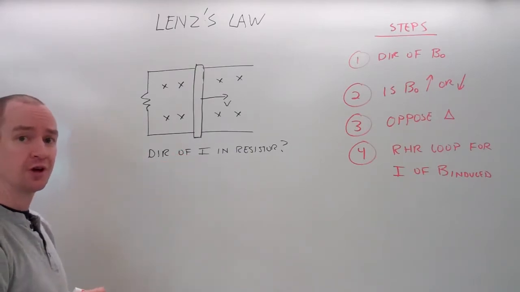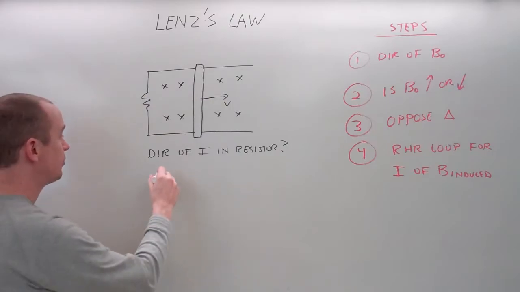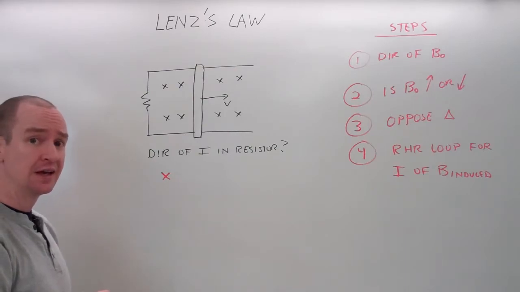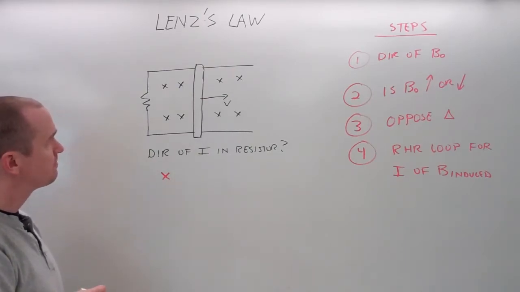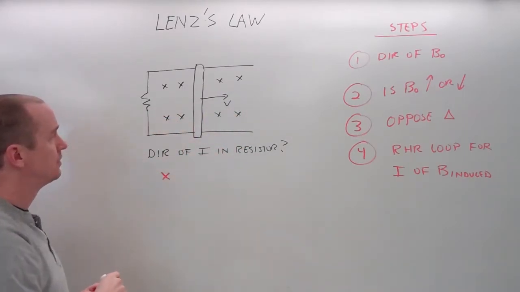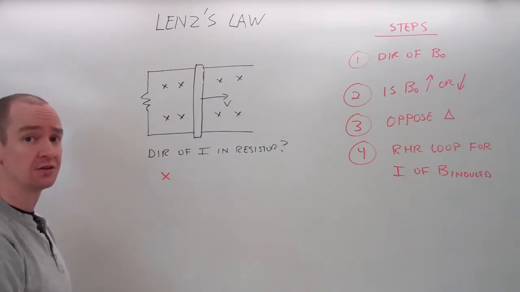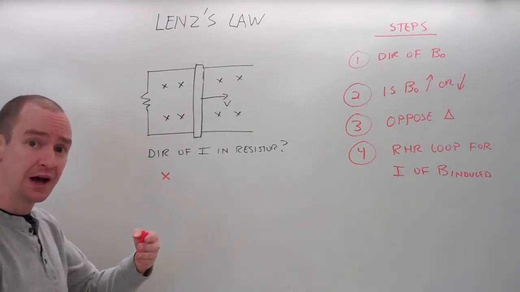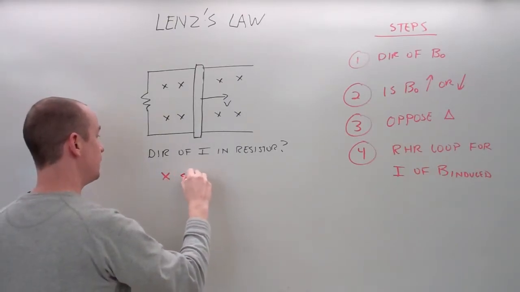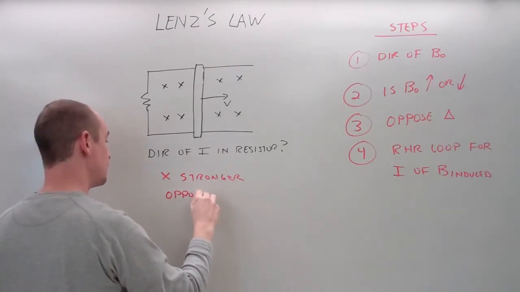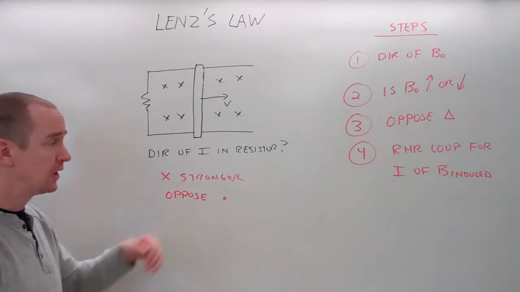First, what's the direction of the original magnetic field? The original magnetic field is going into the board. Is that original magnetic field getting stronger or weaker? Well, as I expand the loop, I have more and more field lines passing through it. So the flux keeps getting stronger and stronger. I'm going to try to oppose that change. Well, how would I oppose more field lines going in? I would need more field lines going out. So I'm going to oppose it by field lines out.